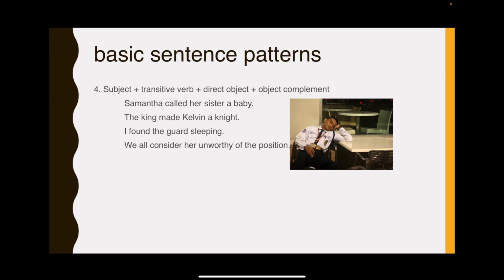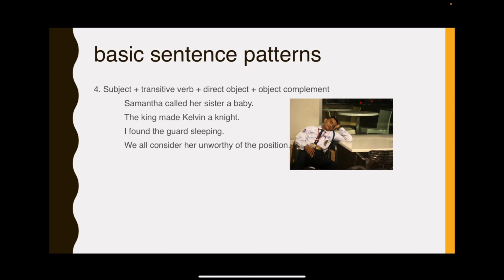"I found the guard sleeping." So "I" is the subject, "found" is the transitive verb, and "the guard" is the direct object. "Sleeping" is just the object complement to fulfill "the guard," to give more information about the guard. "We all consider her unworthy of the position." And also "of the position" is to fulfill "her unworthy."